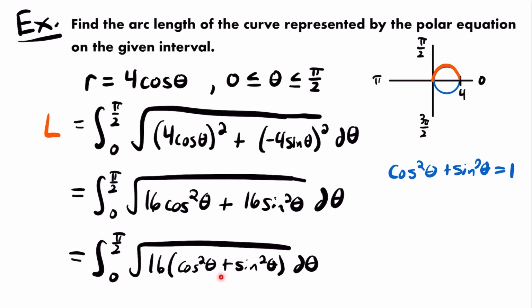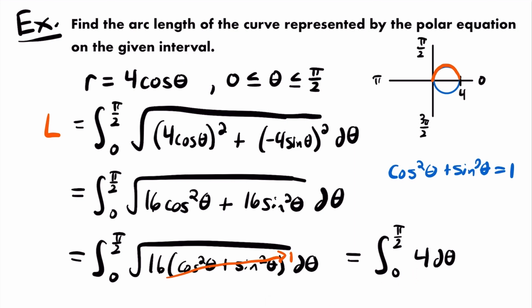We're just going to have 1 times 16. So inside our integral, we're just going to have the square root of 16, which we know to be 4. So this integral just becomes the integral from 0 to pi divided by 2 of 4 times d theta. This whole quantity just became 1. 1 times 16 is 16, and the square root of 16 is 4.